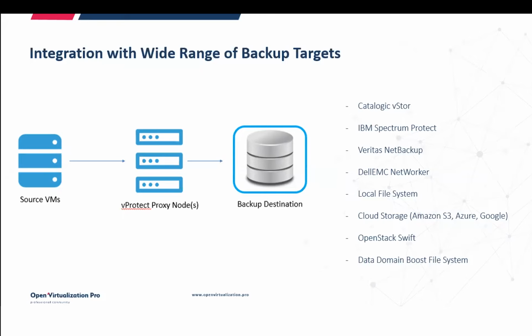And that way, from one single pane of glass, you can manage your backups from your physical servers, your Exchange boxes, things like that you're using Spectrum Protect or these other enterprise solutions for, but also your backups for your VMs and your containers. We also support some things as simple as a local file system or an NFS share as a backup destination, or cloud storage like S3, Azure, or Google Cloud. Even things like a Data Domain Boost file system as well.